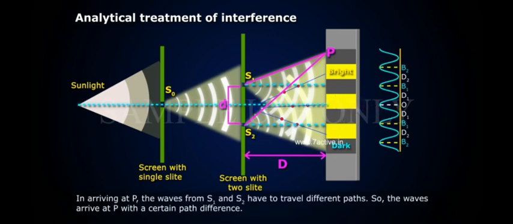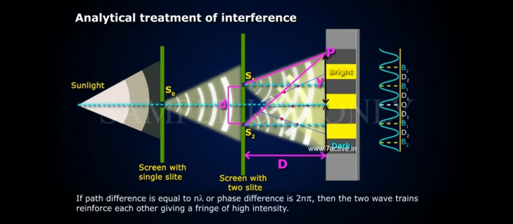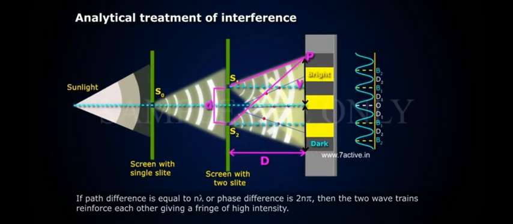In arriving at P, the waves from S1 and S2 have to travel different paths. So, the waves arrive at P with a certain path difference. If the path difference is equal to nλ, or the phase difference is 2nπ, then the two wave trains reinforce each other, giving a fringe of high intensity.